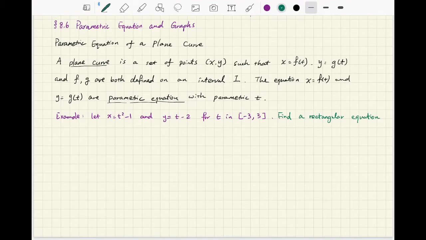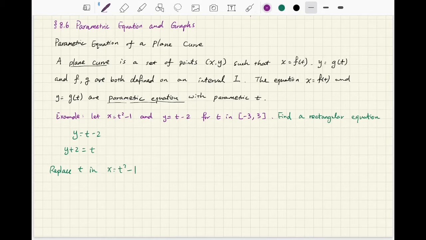For example, I'm going to take y equal to t minus 2, and then change it so t becomes y plus 2. By eliminating t from one of the equations, I can replace t in the second equation. So now I'm going to replace t in x equal to t squared minus 1.